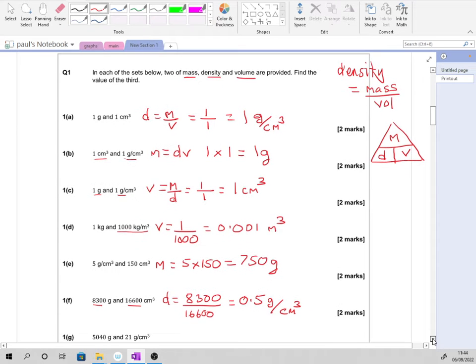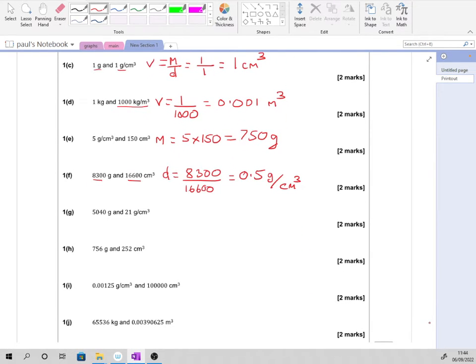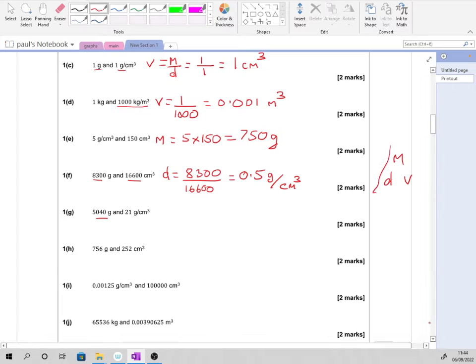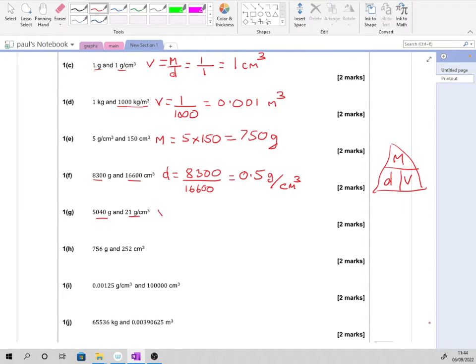MDV. Oh, some more. We've got the mass. There's that MDV triangle. I'm going to do this triangle all the time because I don't want to forget it. So we've got the mass and we've got the density, so we need to find the volume, which equals the mass, 5040, divided by the density, which is 21. So 5040 divided by 21 is 240.